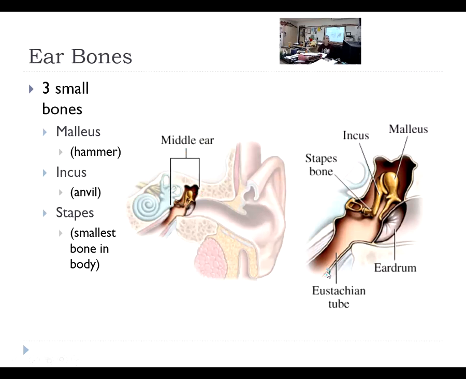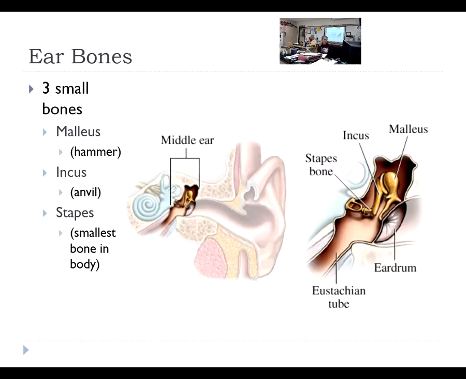Okay, the ear bones. We have 3 small bones in our ears. These are the tiniest bones in the whole body, and they have a very important function. One thing they do is carry vibrations from our eardrum. You can see the malleus on the far right-hand side is connected to the eardrum.